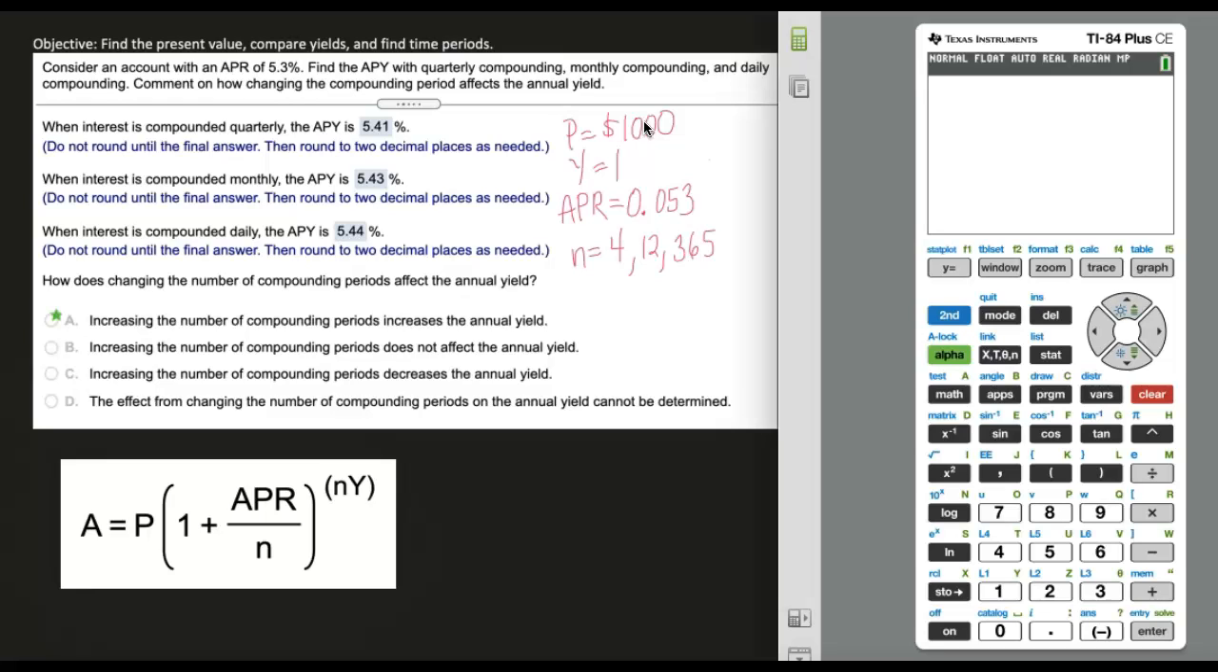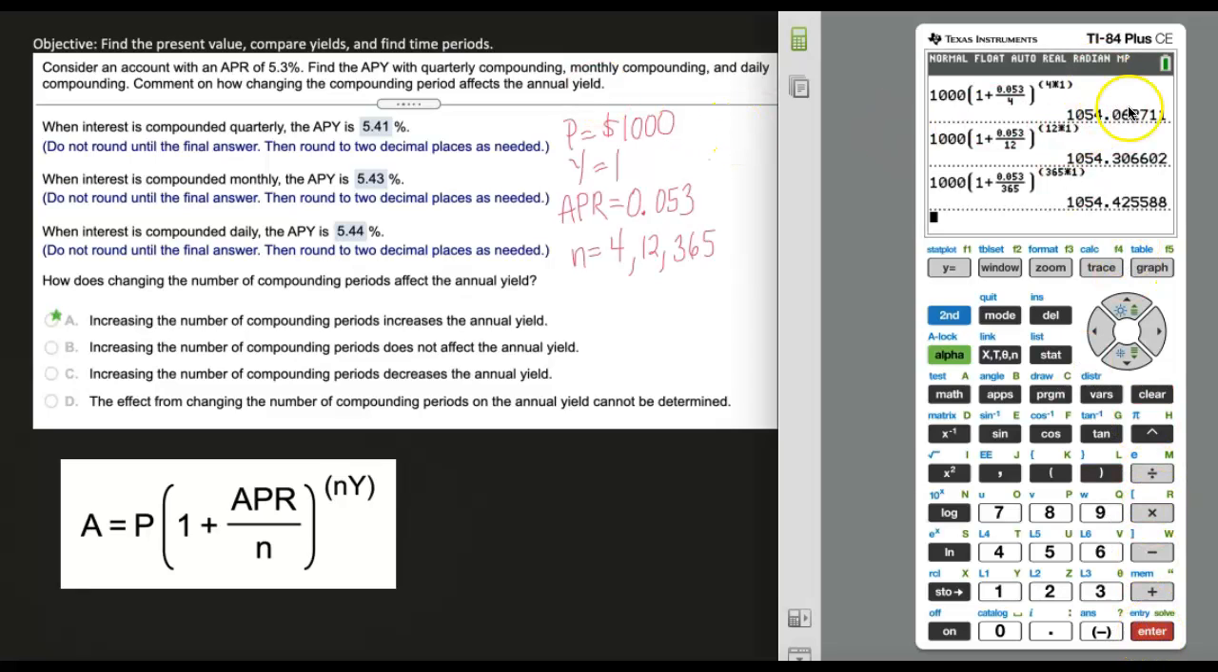So what I'm going to do is type that information into my calculator using, again, this formula for compounding to get those different amounts with the different compounding periods. So you can see I've already started this process right here in my calculator, and I get these 3 different amounts depending on the number of compoundings each year.